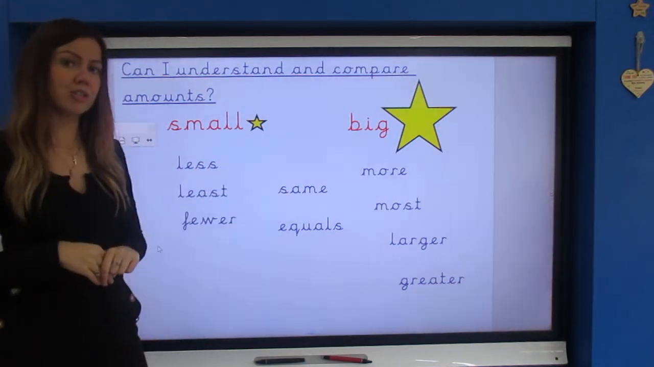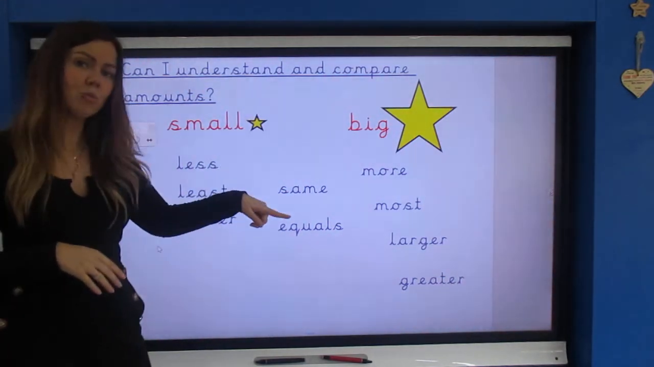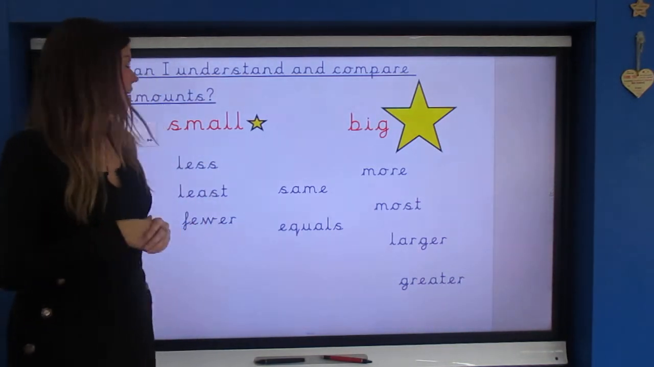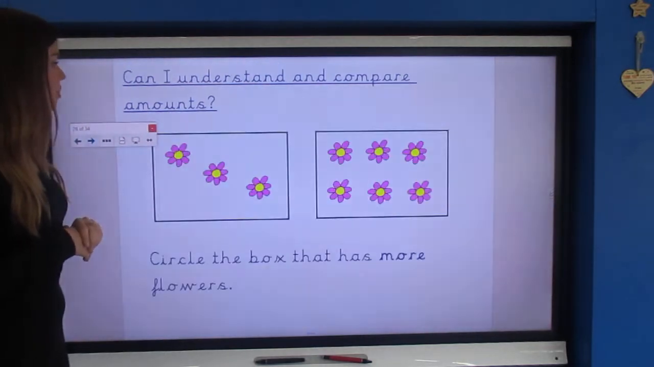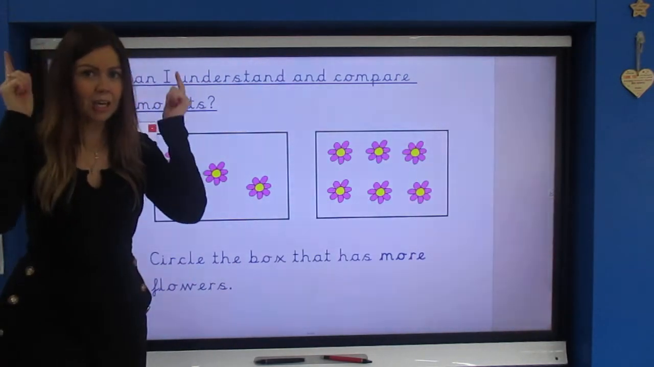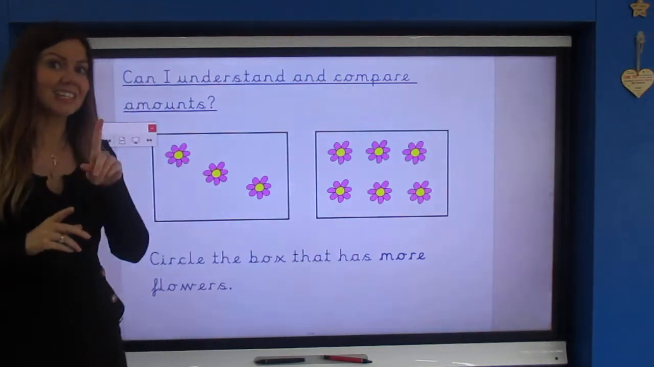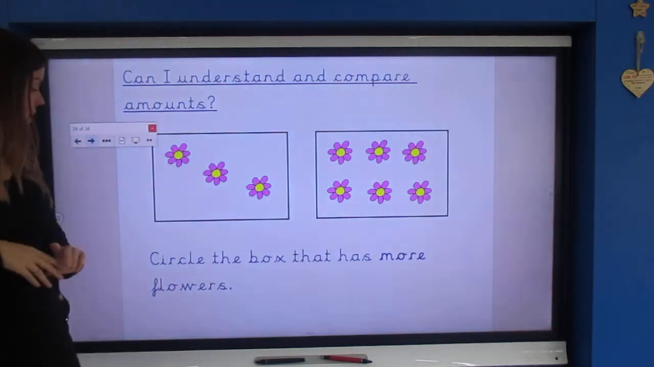So point to the words for them and tell them what they are and what they mean, because it's really important to have that understanding. Okay, so moving on to our activity, thinking about those words. We're going to read the sentence because you've got sentences to read in your maths book today.